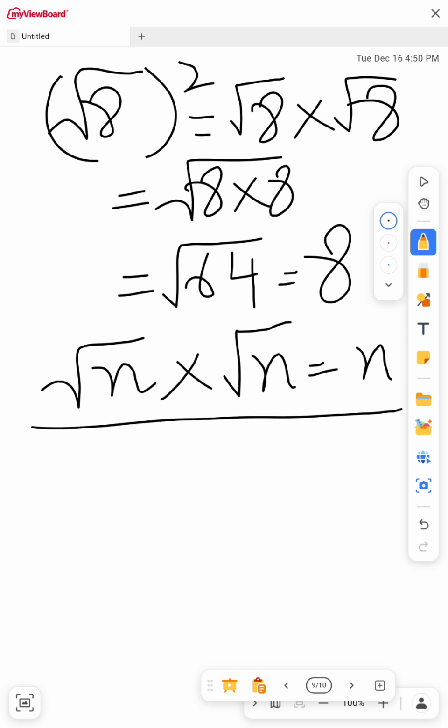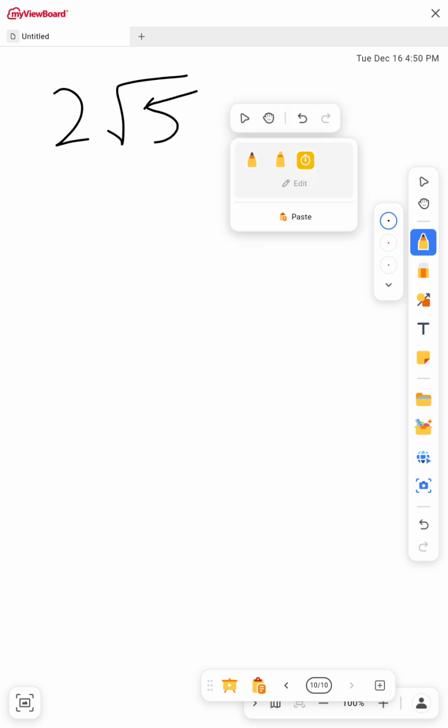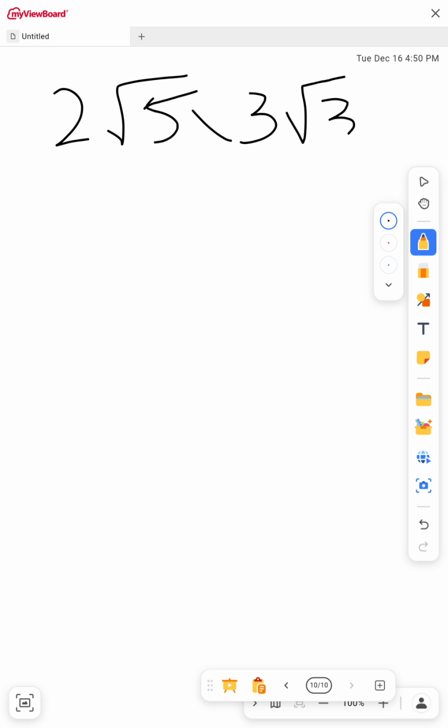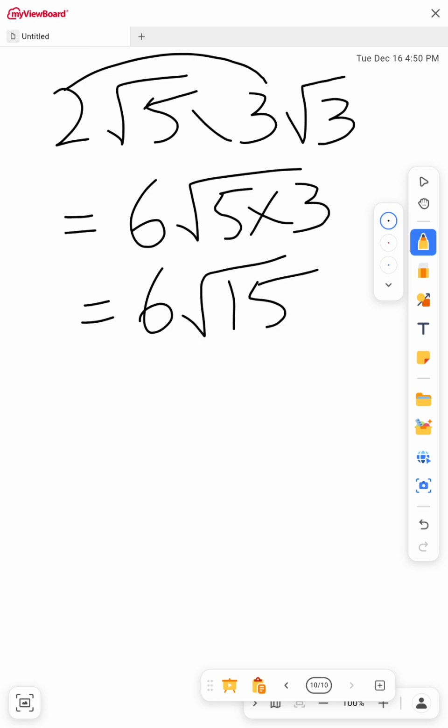Now let's have a look at another question. 2 square root 5 into 3 square root 3. How am I going to solve this? Simple. I will multiply 2 with 3, which gives 6, and square root of 5 into 3. So that is 6 square root 15, which is the answer.